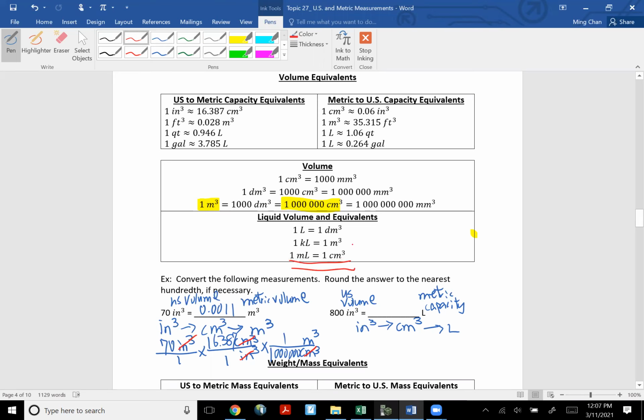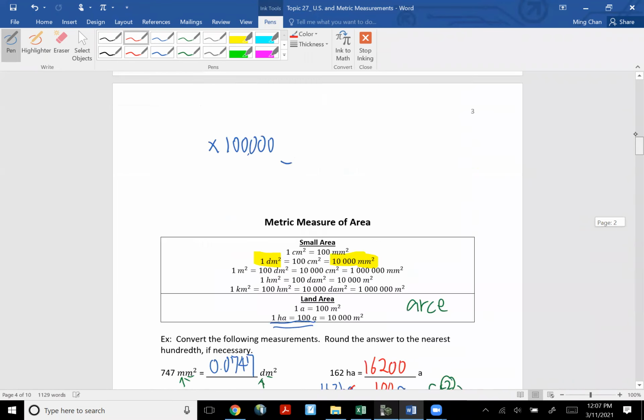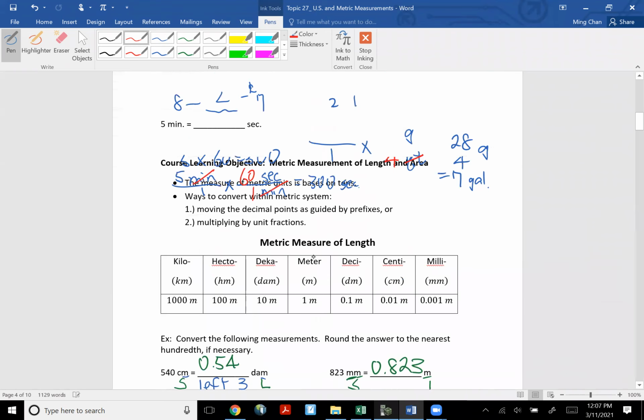I can go from a cubic centimeter to milliliter. Well, why is that? Because once I reach milliliter, right? Milliliter is metric capacity. Liter is metric capacity. So to go from metric capacity to metric capacity, we can actually go back to the chart, because this chart is used for length, capacity, and even for weight.